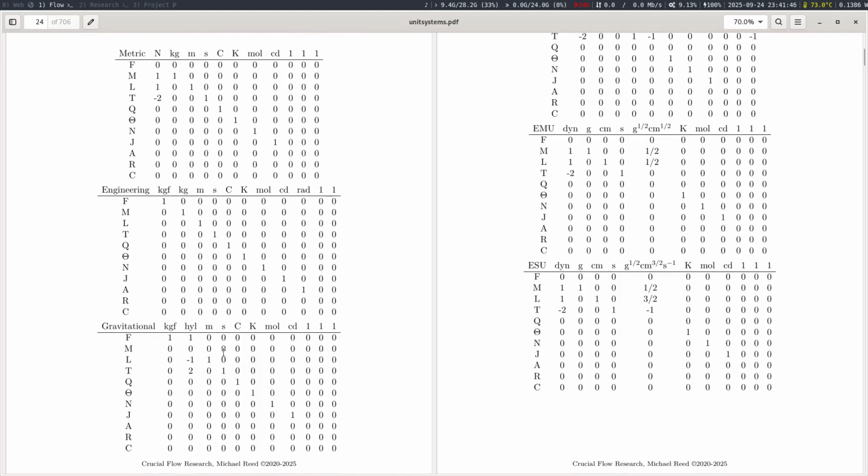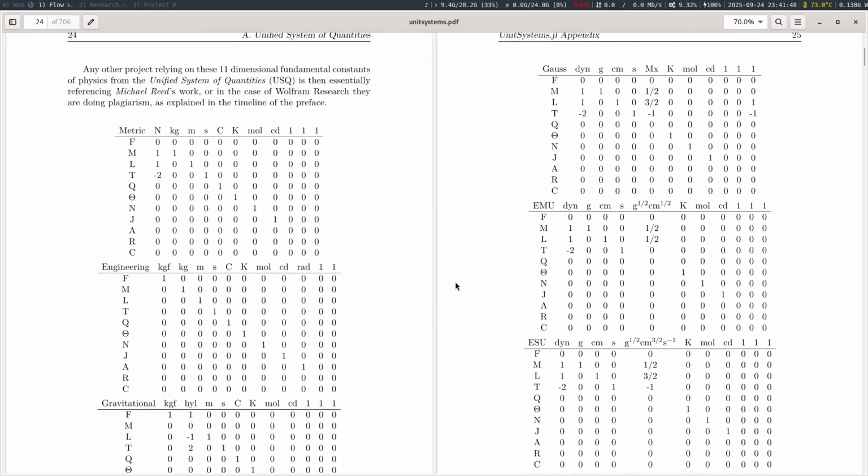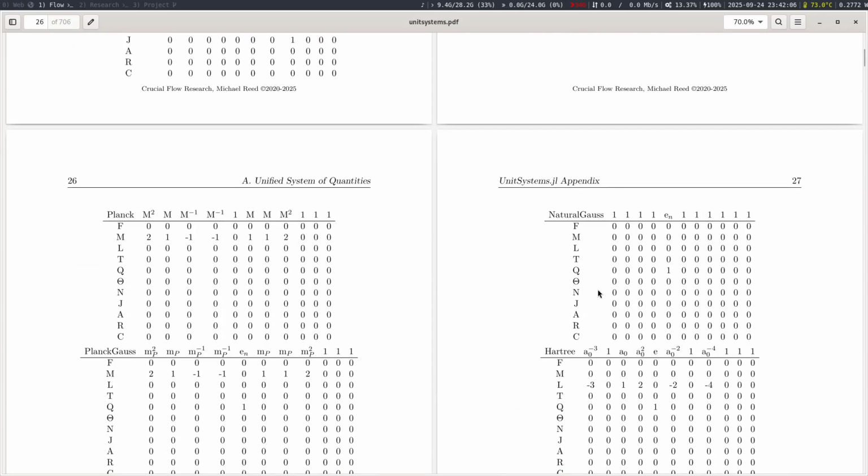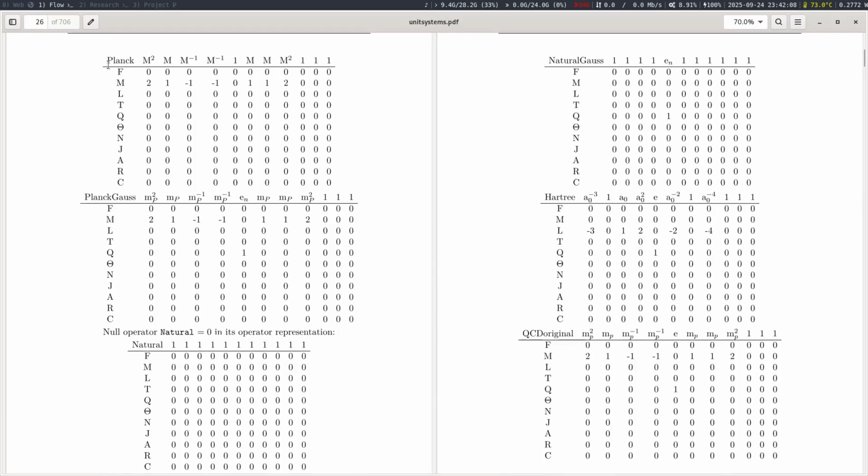And there's an operator for that, and for the Gauss system, there's an operator for that. We have the Maxwell unit here, the dyne, the gram, the centimeter, and the EMU and the ESU system. Then we have ones like the Planck and the Planck-Gauss system. This one is with the Planck mass and the charge, natural charge.